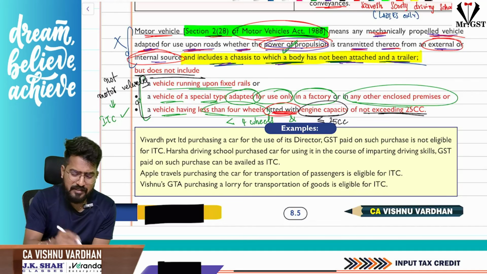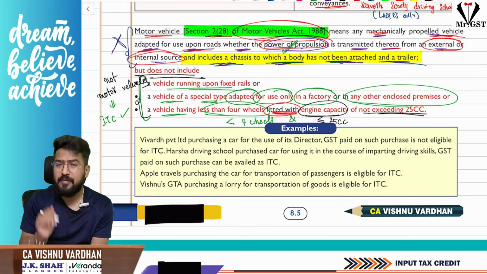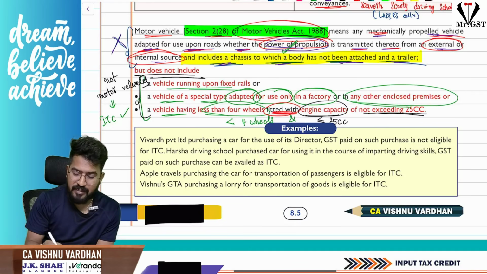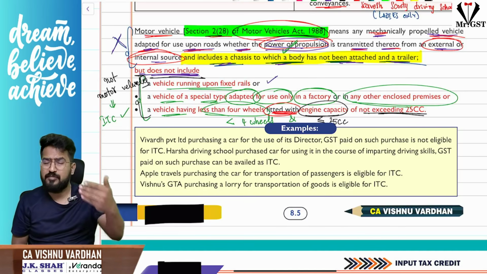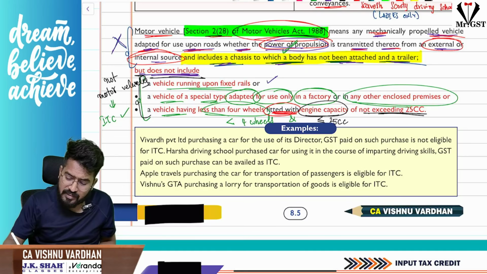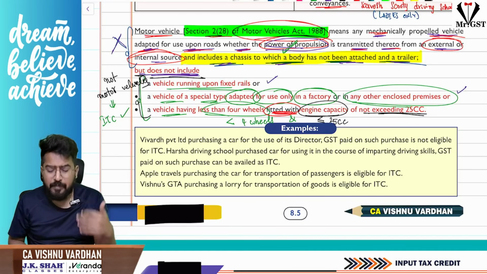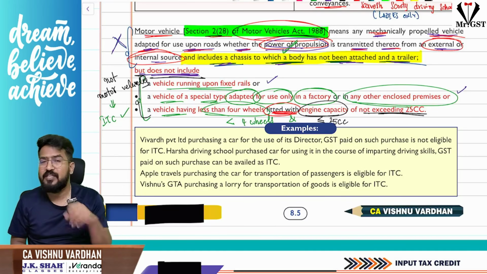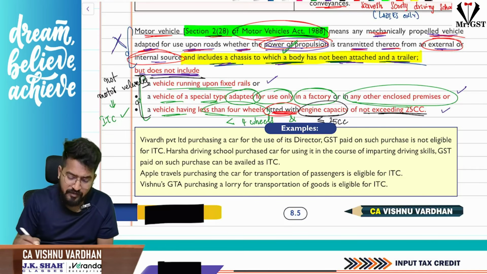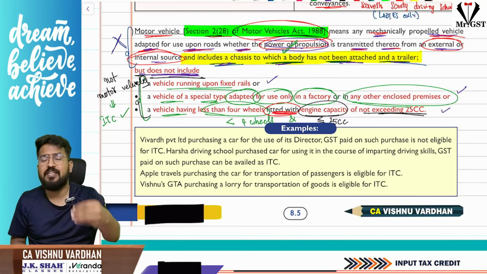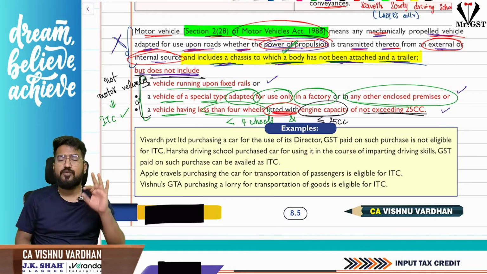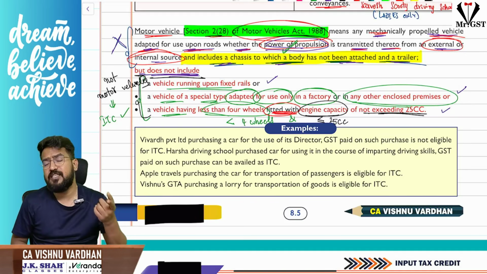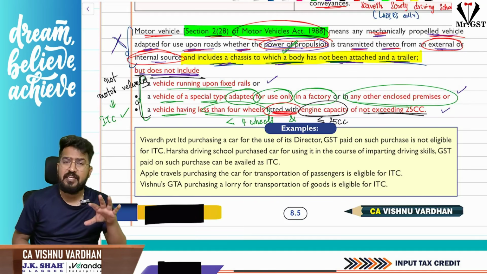All this is not that greatly relevant for us. For us, the main point is what are not motor vehicles. Sir, the motor vehicle definition does not include vehicles which are running on fixed rails. That means if you are buying them, you can take ITC. Also excluded are vehicles specially adapted for use inside any factory or within closed premises, or any vehicles with less than 4 wheels and fitted with an engine of less than or equal to 25 cc capacity. If that is the case, it is not a motor vehicle.